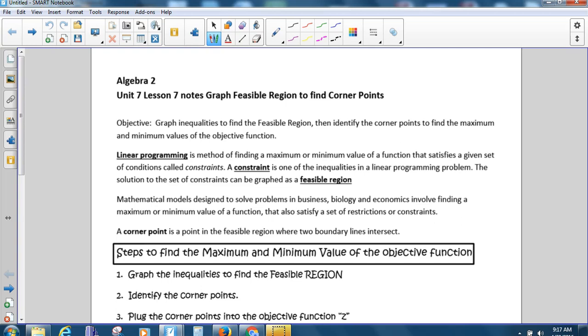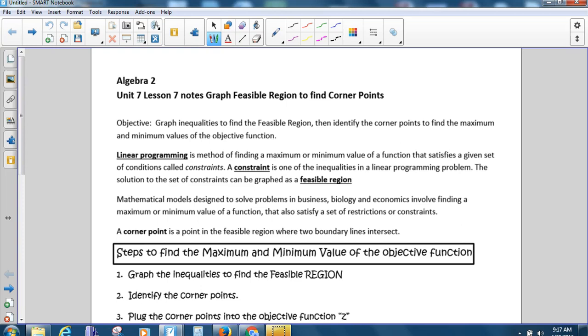But then we're going to take the corner points, all the corners of the intersection that outline that shape, whether it's a triangle or quadrilateral or whatever, and then we're going to test those points in an equation and see which one maximizes or minimizes the value. This is called linear programming, okay? And it's used in businesses all the time.